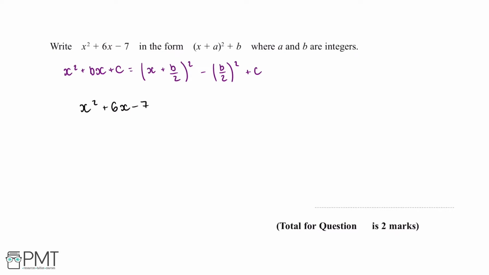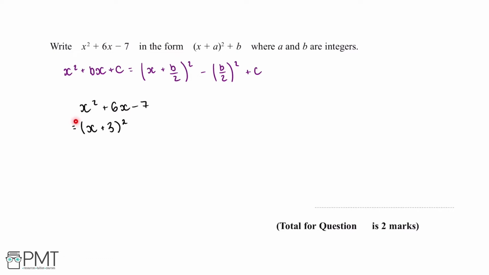So the first thing we're going to do is add brackets into this. And then we're going to change this x squared term to an x term. And then we have this b over 2 up here. So what we're going to do is half the coefficient of the x term. So this gives us plus 3. And then we'll close the brackets, and we're going to square all of this.